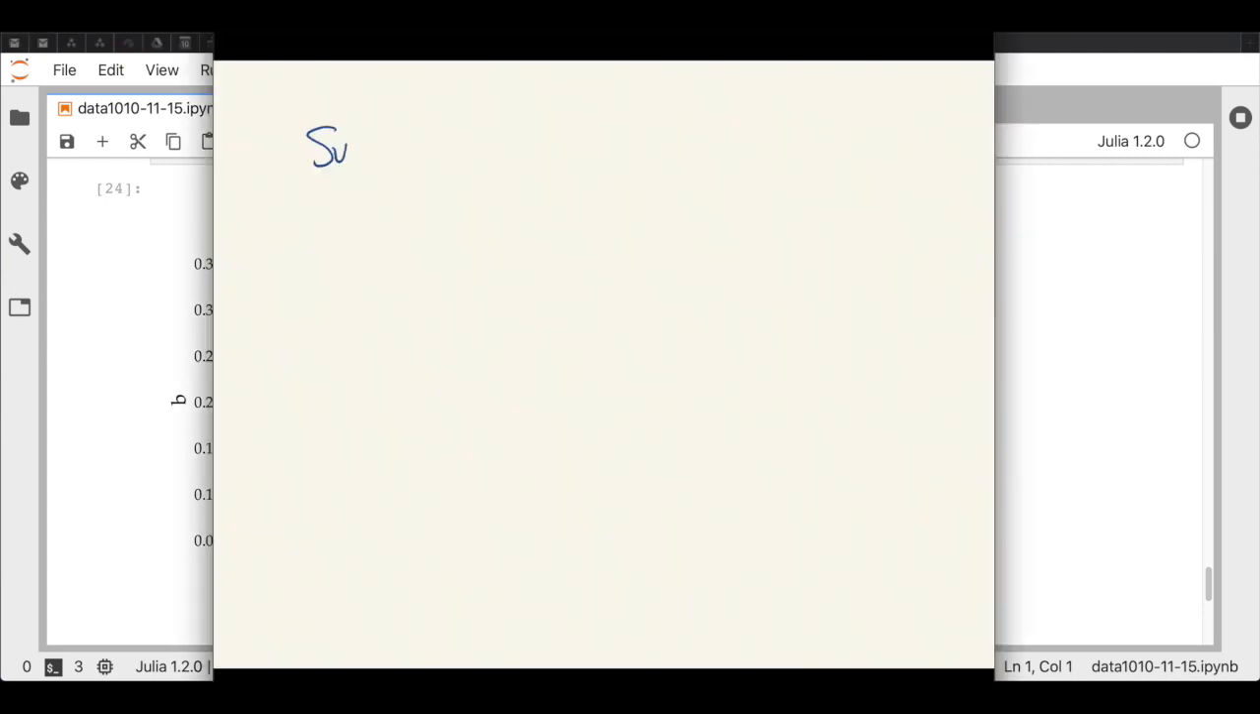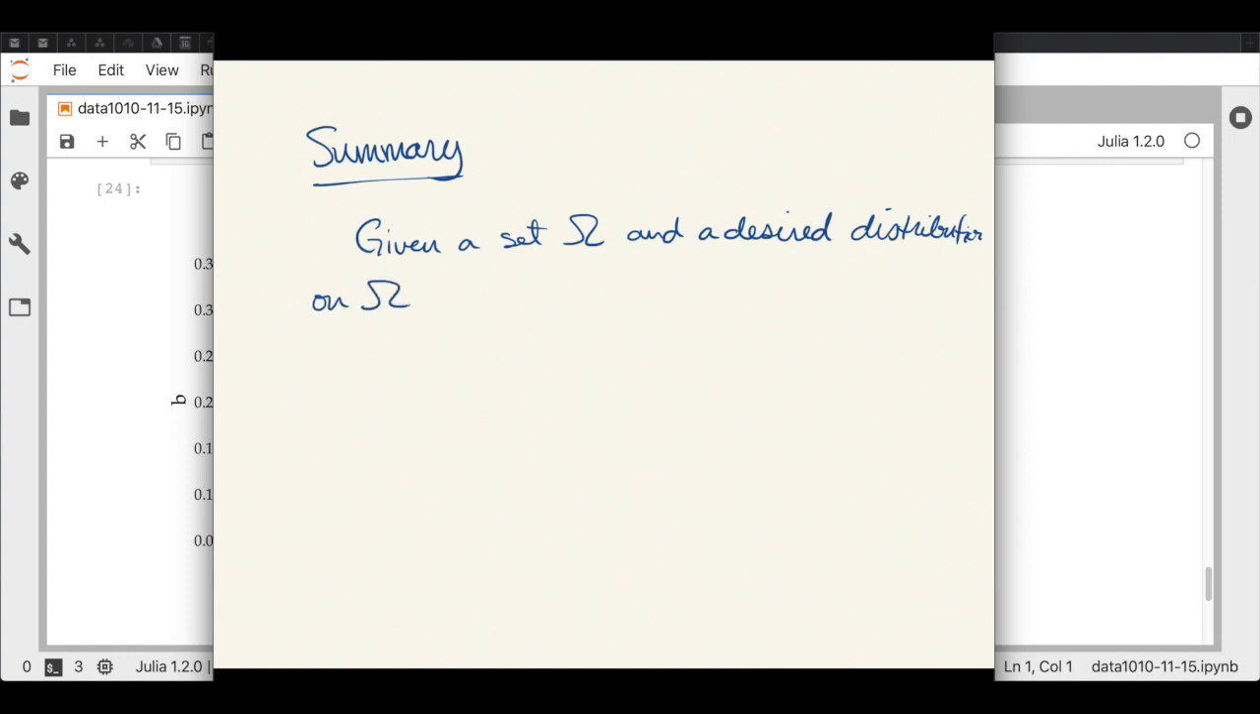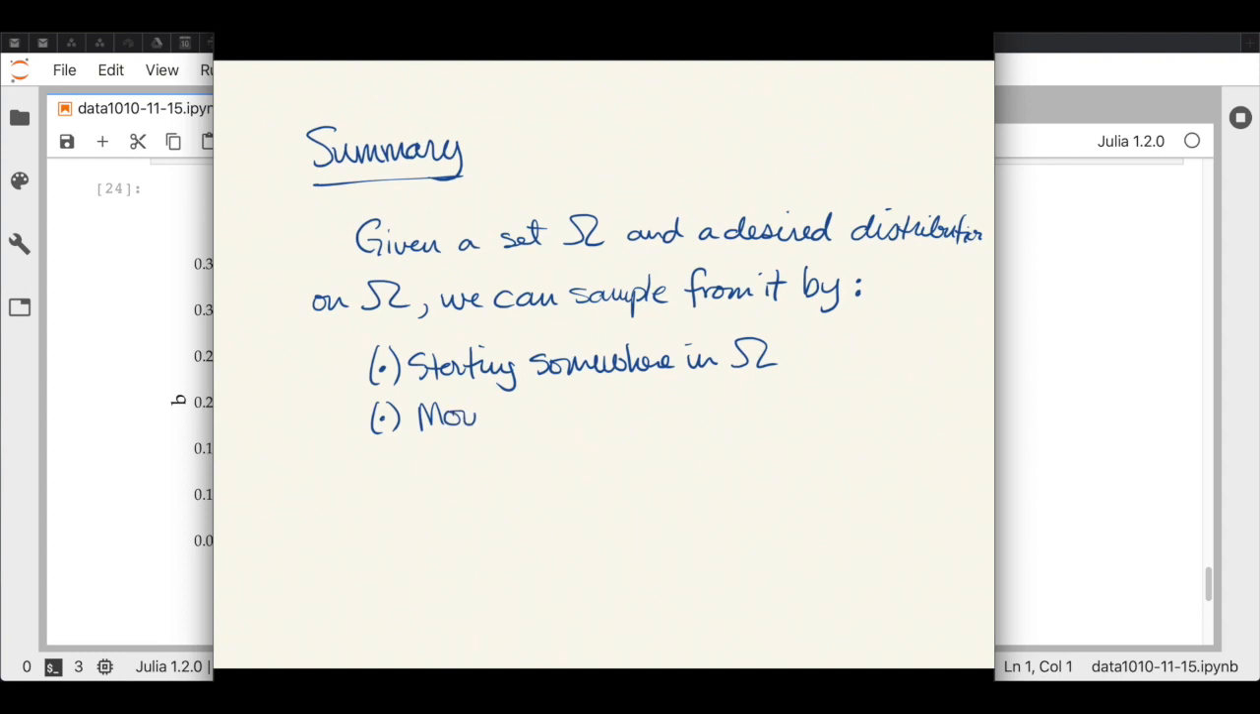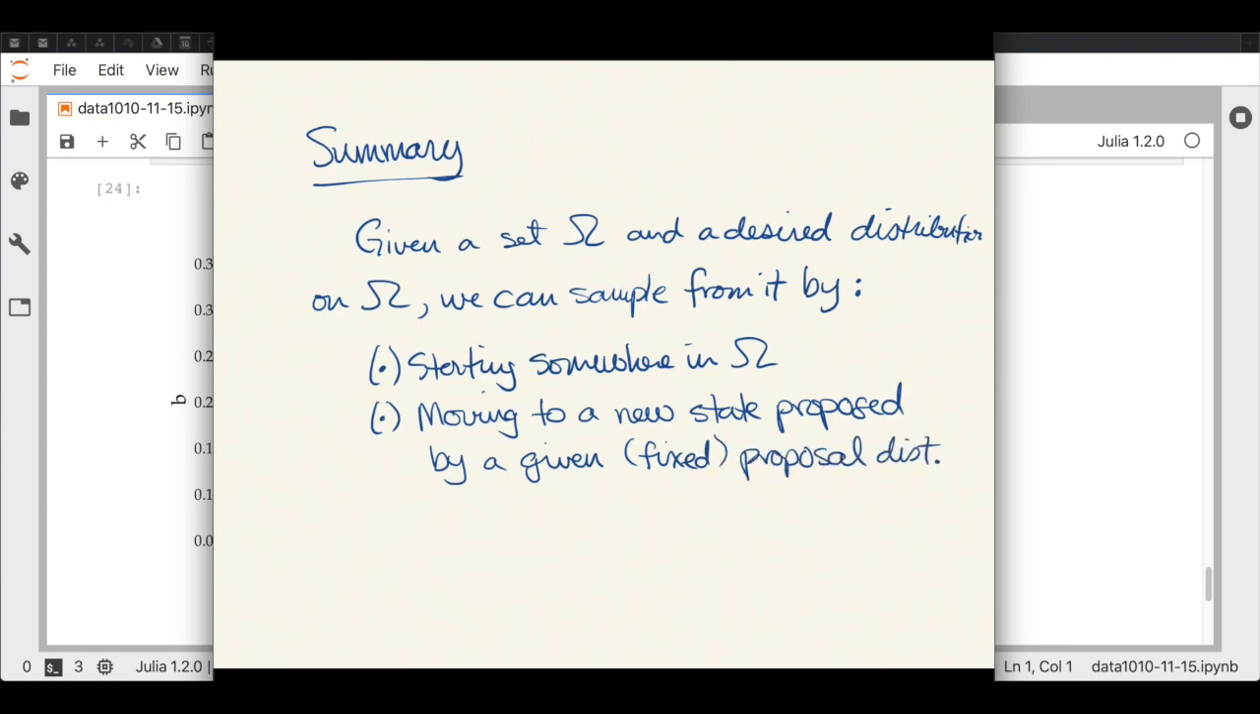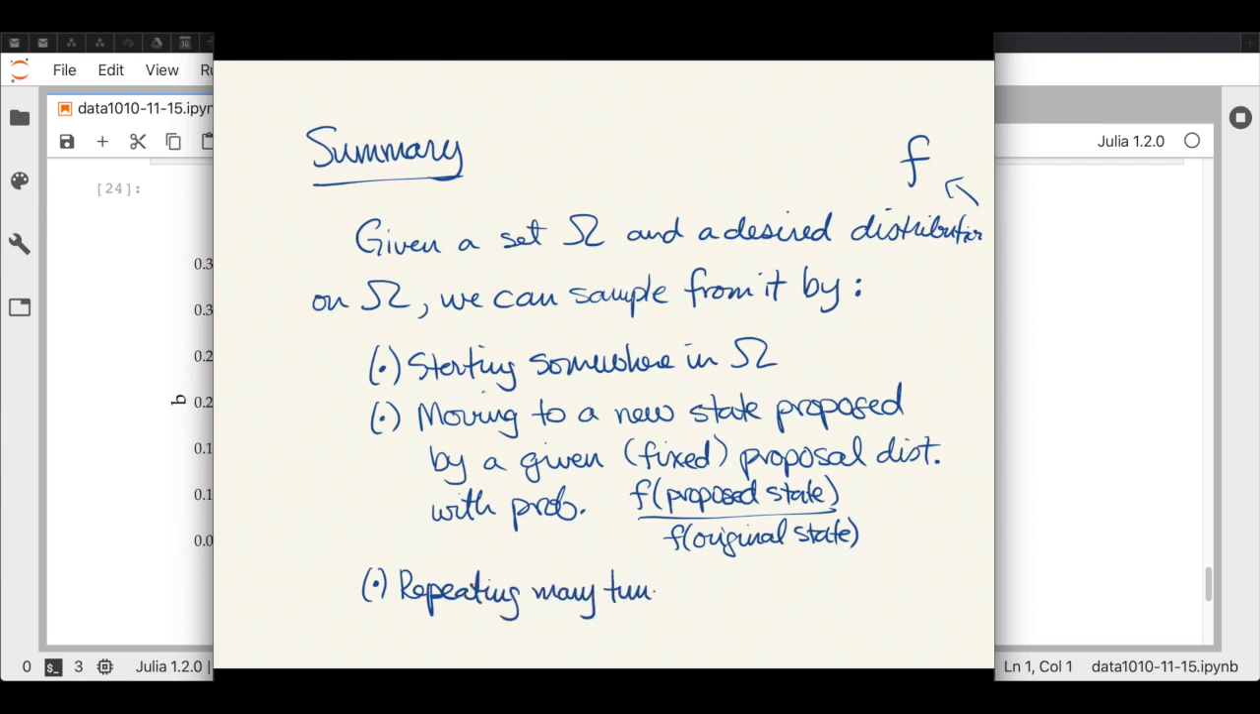So in summary, today we learned the Metropolis-Hastings algorithm. Given a set omega and a desired distribution specified by a PDF or PMF f, we can sample from that distribution by starting somewhere in omega, then moving to a new state proposed by a given fixed proposal distribution with probability equal to the ratio of the mass or density at the new state to the mass or density at our current state. And if that ratio is bigger than 1, then we just definitely take that step. And then we repeat this whole process many times, and Metropolis-Hastings says the limiting distribution of our location as the number of steps goes to infinity is equal to f.